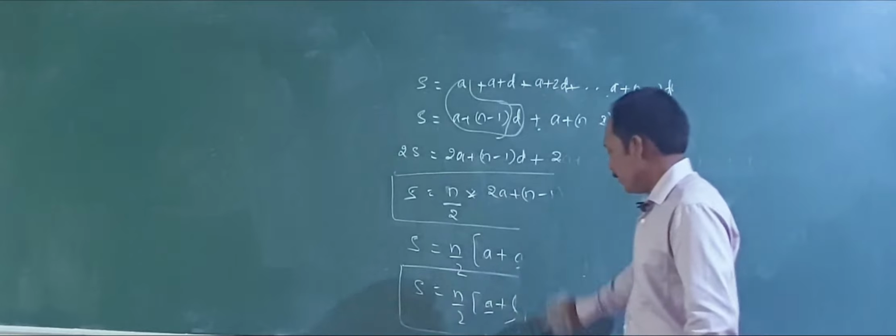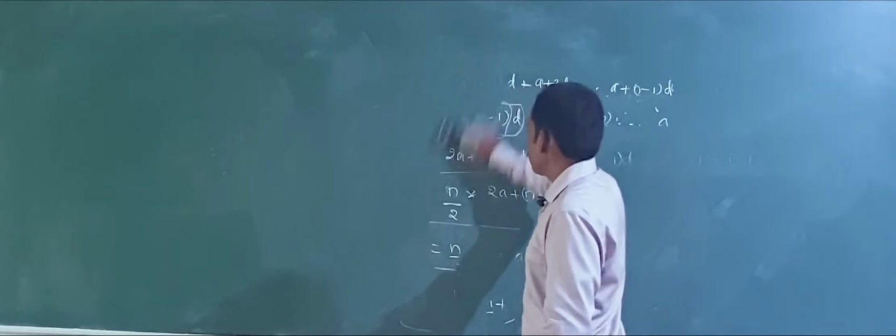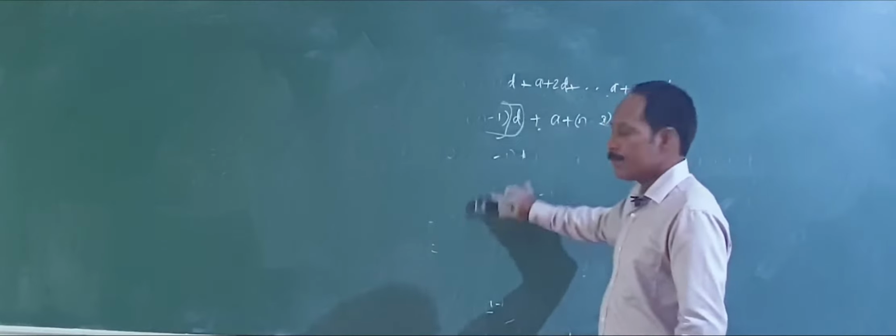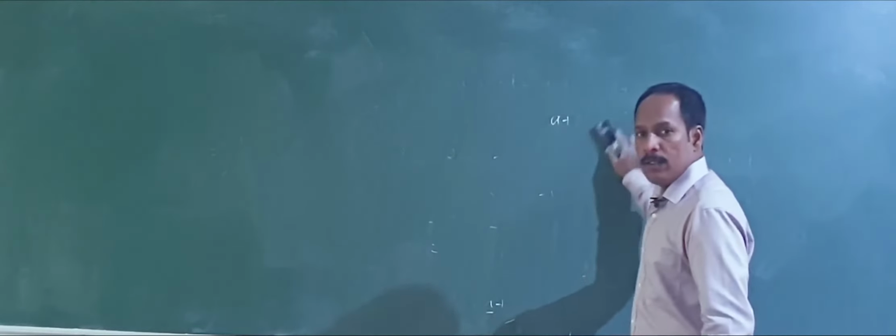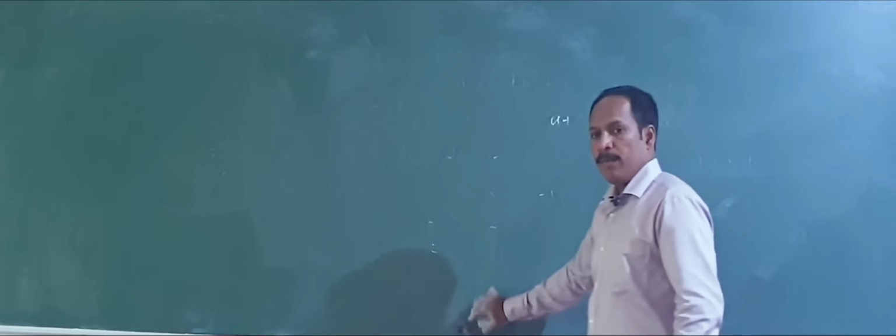But the formula we have to remember is very important. The sum of the first n terms of an AP is calculated using the formula Sn is n by 2 into 2a plus n minus 1 into d. This is one formula we have to use. The other formula we are going to use is Sn is n by 2 into a plus L, where L is the last term, or you can use Tn or an. These are the two formulas we are going to use. Both are the same.